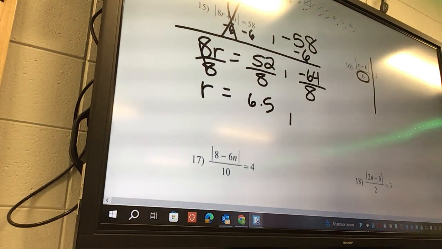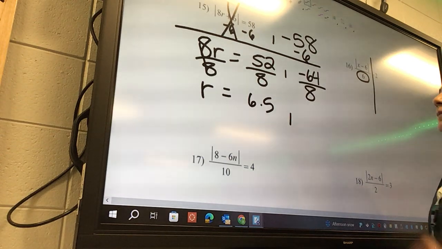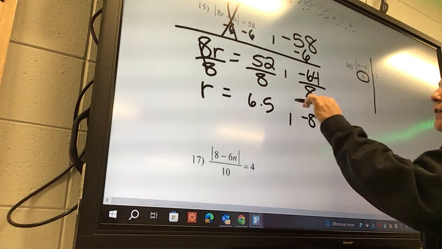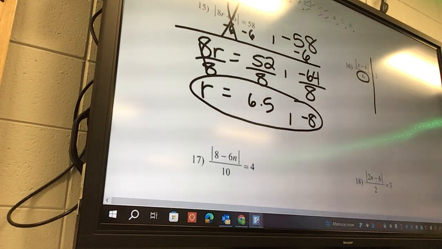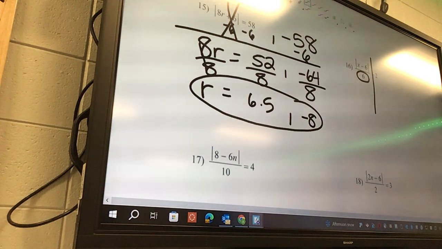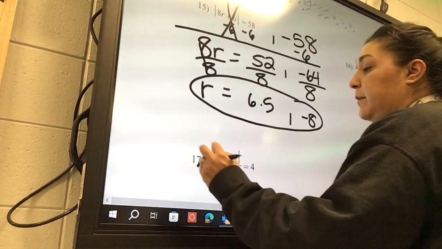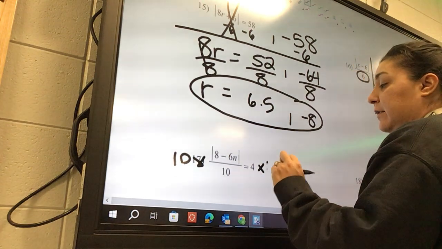Negative 64 divided by 8. Negative 8. So these are our two answers for this one. Number 17. Is there anything hanging on the outside of the bars? The 10. We have to move the 10 before we can say comma and make it a negative. So our very first step is going to be times 10 on both sides.